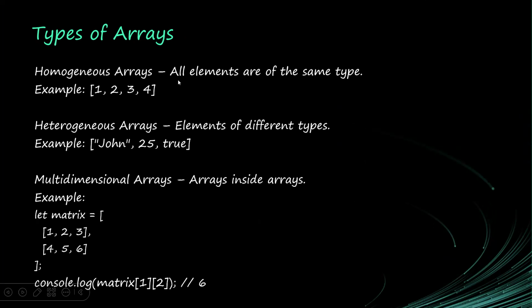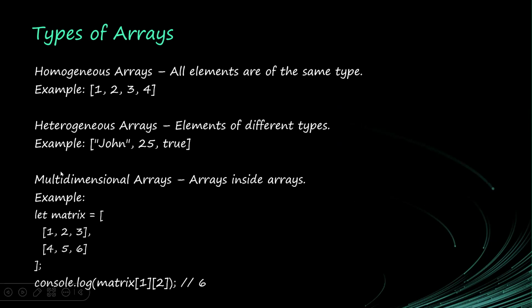We have homogeneous array. Homogeneous arrays are in the case that all the elements are of the same type. Like this example we have here now, 1, 2, 3, 4, all of them are numbers. They are of number type. So all the elements have the same type. We also have the heterogeneous arrays. In this case, the elements are of different types. JavaScript does not frown at it. If it's another programming language like C# or C++, it will throw an error. But right now, John here is a string, 25 is a number, and true is a Boolean. So this is a heterogeneous array. It is very, very possible.